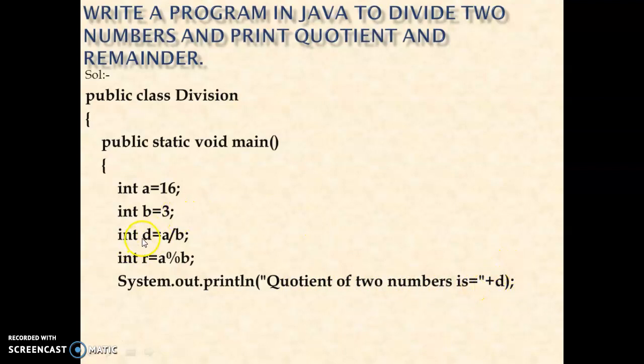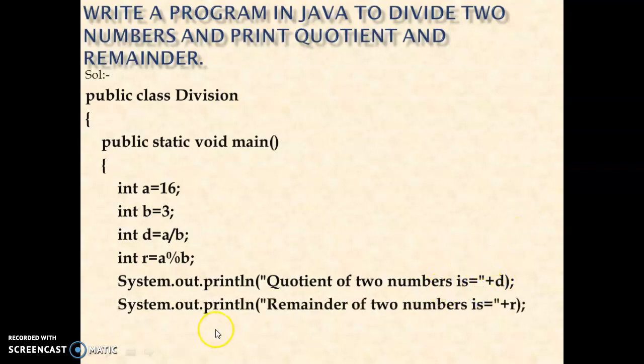In D you have the result. You join these two, the result and the message. So the quotient is in D, so plus D you write down. Maybe you are doing division, maybe you are doing addition, maybe you are doing subtraction, whatever you are doing, no problem. Here you give plus. This plus sign is not addition, it is for joining your message and your result.